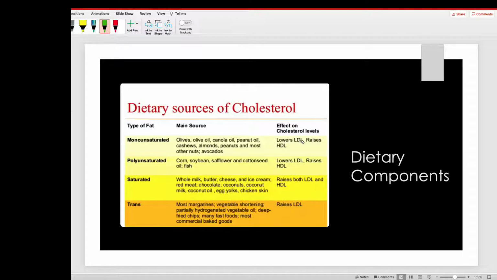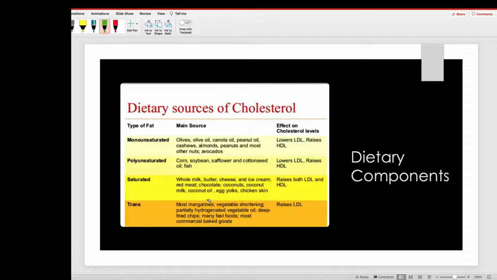Look at this. It lowers the bad cholesterol and raises the good cholesterol, right? So if you're thinking about diet and exercise, this is how you're going to change blood profile concentrations. If we look at polyunsaturated fats, again, corn, soybeans, safflower, cottonseed, fish, this again lowers LDL, the one that causes atherosclerosis and coronary heart disease, and it raises the one that is good, high density lipoproteins. Now, when we get into the animal fats, you can see it's completely different. Whole milk, butter, cheese, even coconuts and coconut oil raises both LDL and HDL.